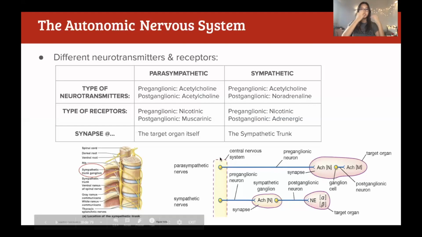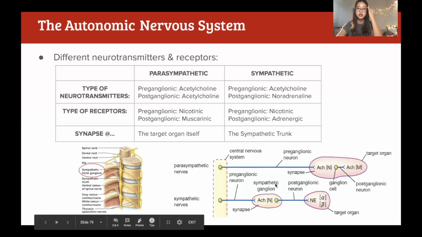So the neurotransmitters in the parasympathetic versus the sympathetic system. For preganglionic, it's acetylcholine for both, and these acetylcholine molecules would attach to nicotinic acetylcholine receptors. Okay, so nicotinic receptors, and that's common for preganglionic neurons from both the para and sympathetic nervous systems.